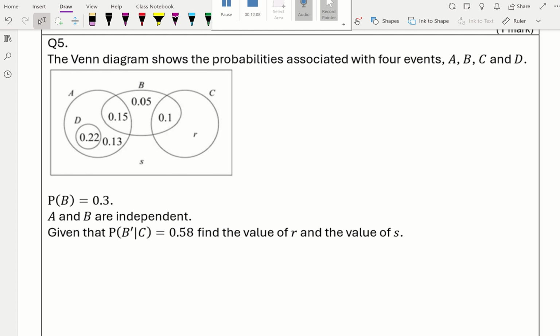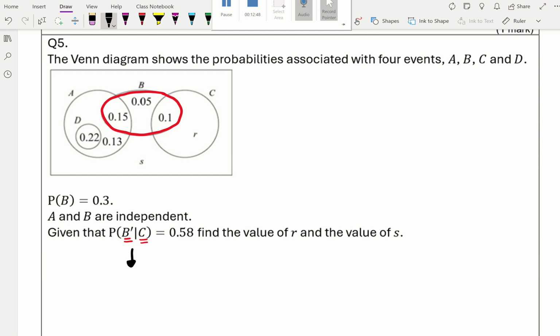And then question 5 gives you a Venn diagram with various probabilities. And it tells you the probability of B is 0.3, so it just adds these up. Tells you that A and B are independent, and it says given that the probability of the complement of B given C is 0.58, find the value of R and S.